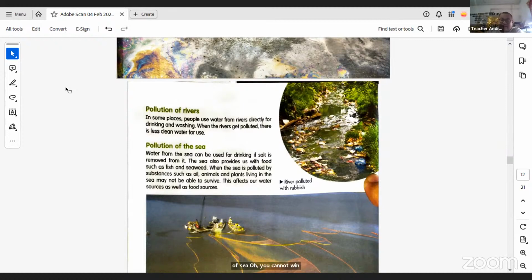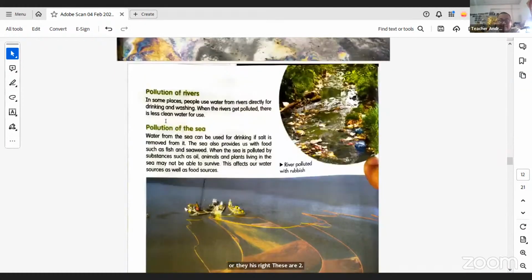Animals and plants cannot survive. They die. Their bodies decompose in the water and dirty the water. I'm sure you don't want to drink water full of decomposed or dead fish, right? These are the two impacts of pollution of river and sea.